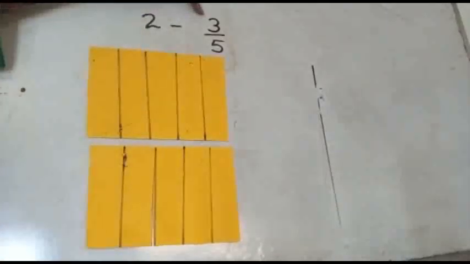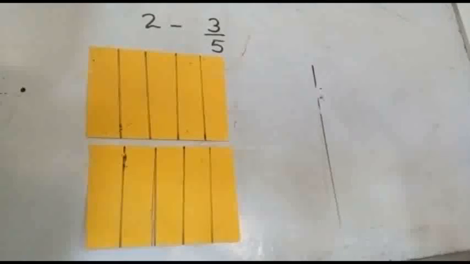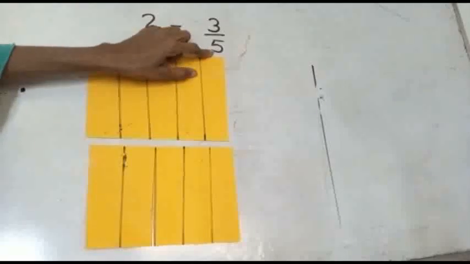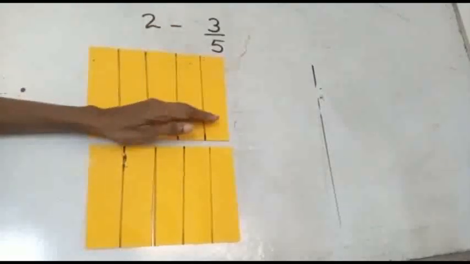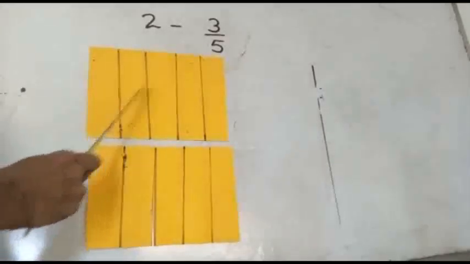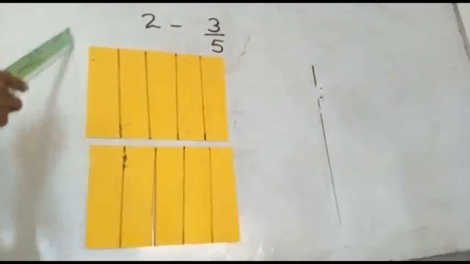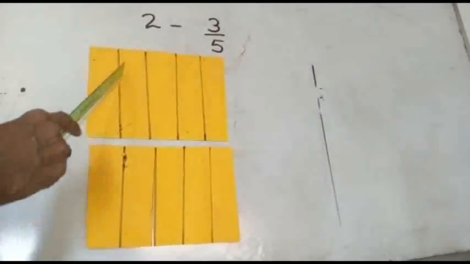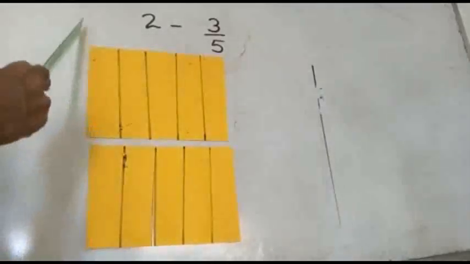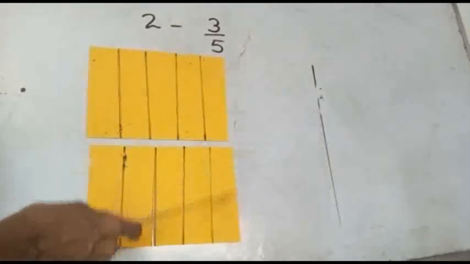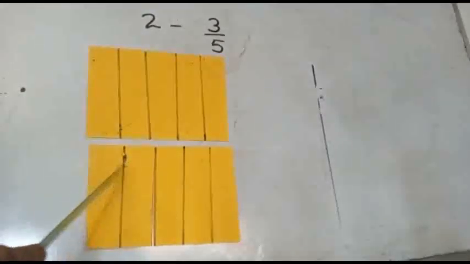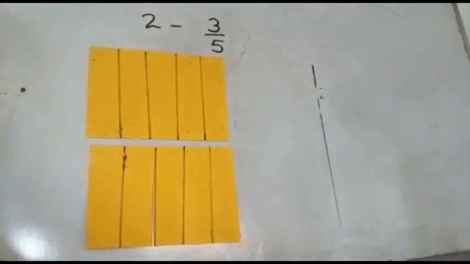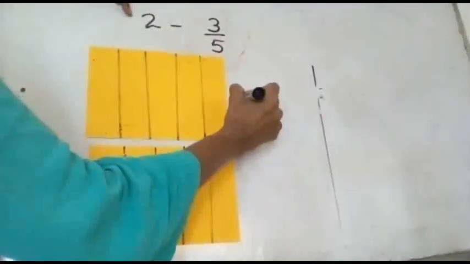2 subtract 3 over 5. 2 units. Then here denominator is 5. Then we divide into 5 parts. 1 is divided into 5 parts. Sorry, 1 is equal to 5 over 5. Here 2 times 5: 1, 2, 3, 4, 5, and 1, 2, 3, 4, 5. 2 times 5 is equal to 10. We can write 2 as 10 over 5.